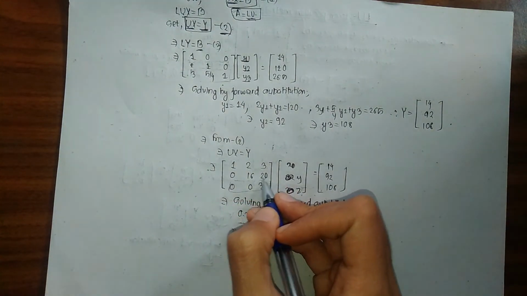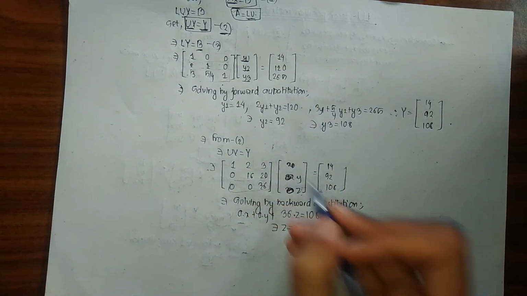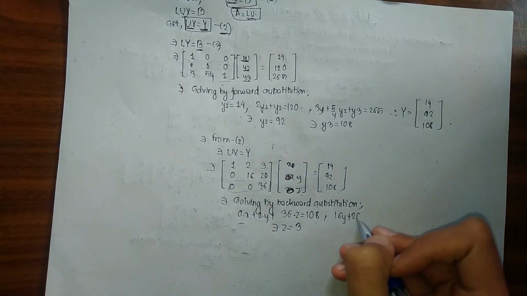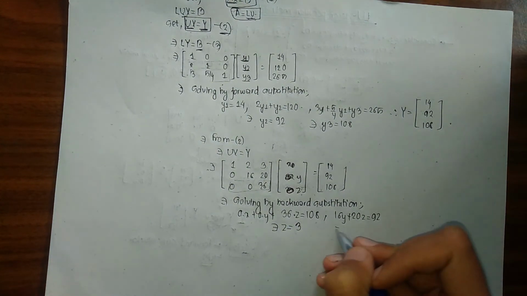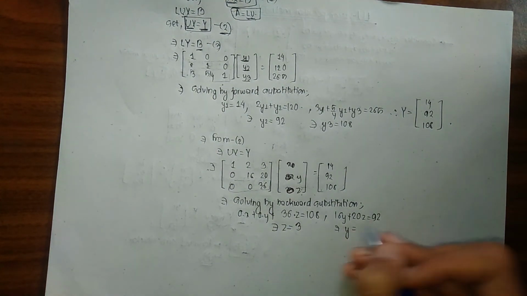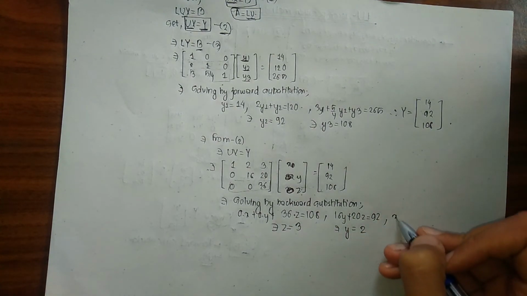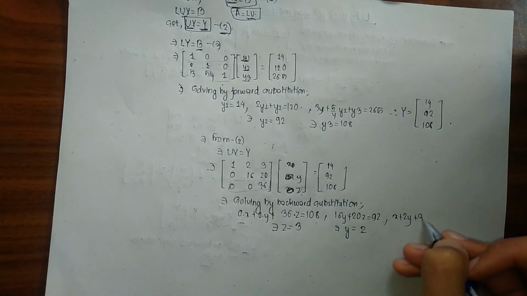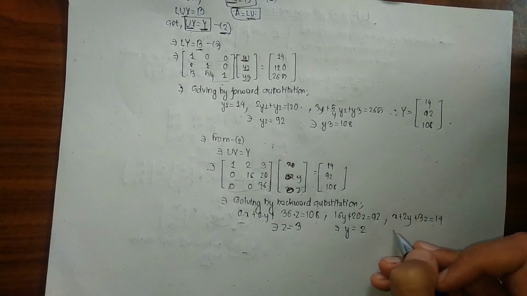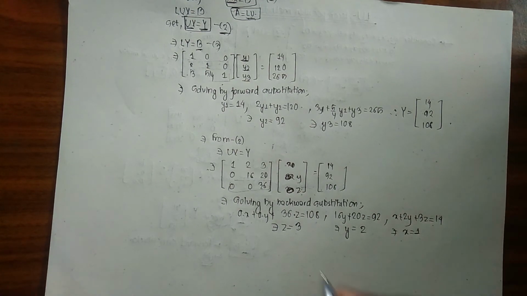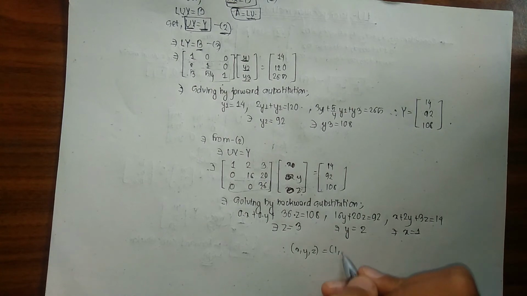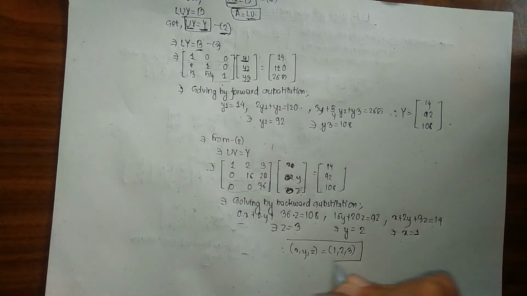Similarly, moving on to 16y plus 20z equals 92. Substituting z as 3, we get y value as 2. And finally, x plus 2y plus 3z equals 14. On solving this, we are going to get our x value as 1. Therefore x, y, z equals 1, 2, 3.